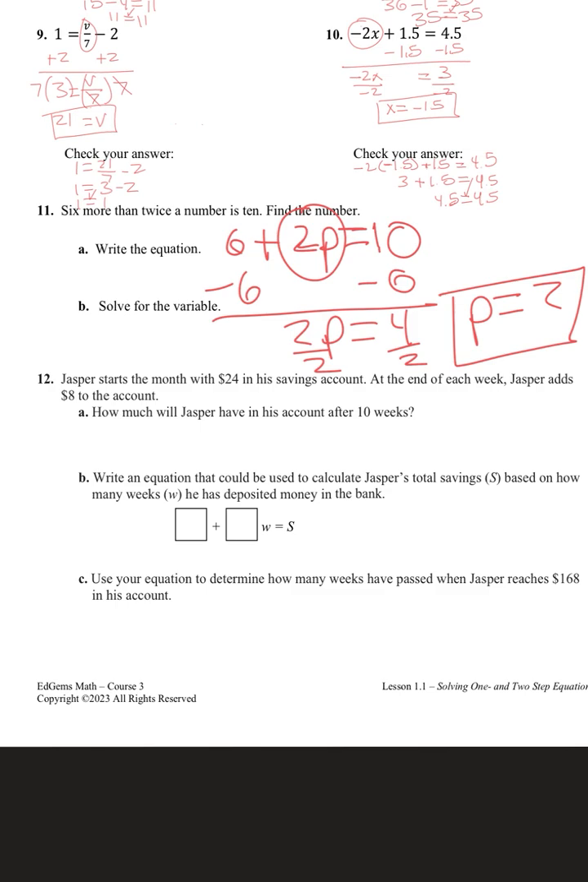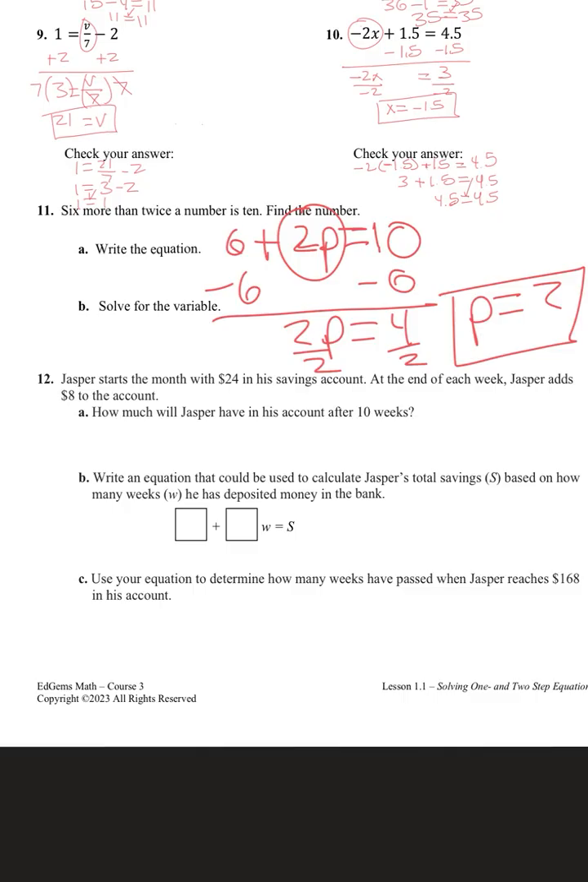Okay. Number 12 says, Jasper starts the month with $24 in his savings account. At the end of each week, Jasper adds $8 to the account. Part A says, how much will Jasper have in his account after 10 weeks? Part B says, write an equation that could be used to calculate Jasper's total savings S based on how many weeks W he has deposited in the bank. And C says, use your equation to determine how many weeks have passed when Jasper reaches $168 in his account. So here we go.